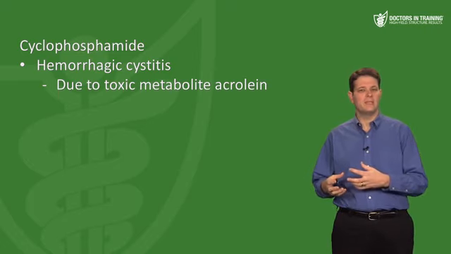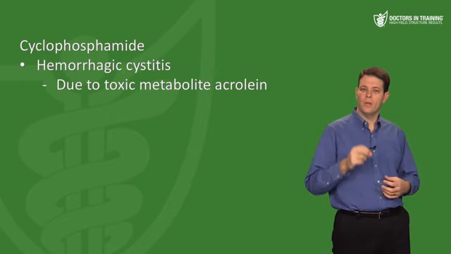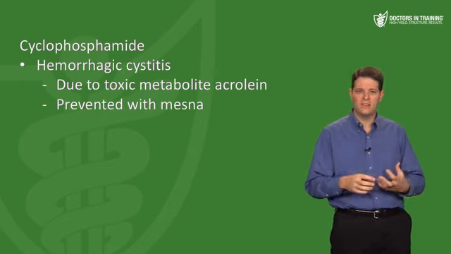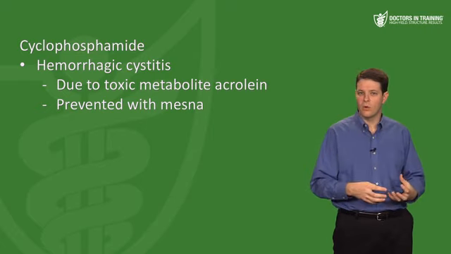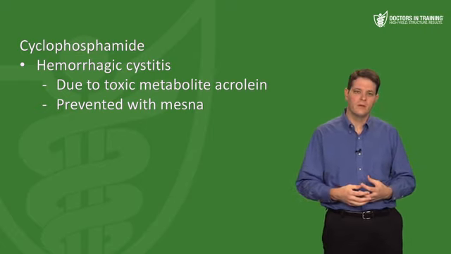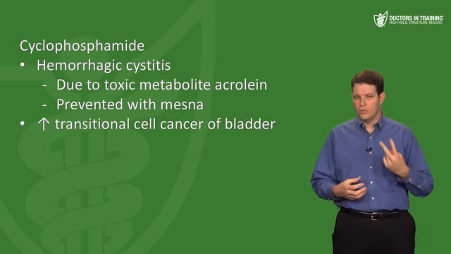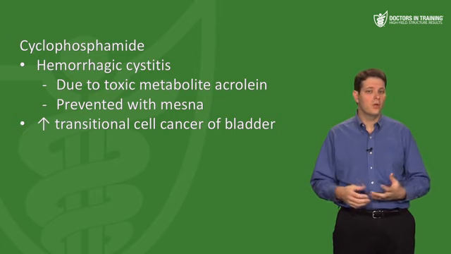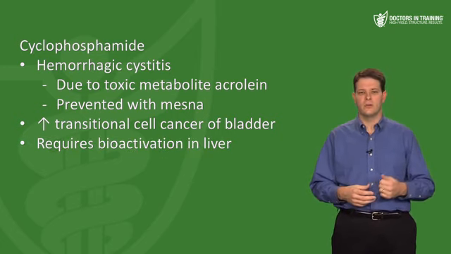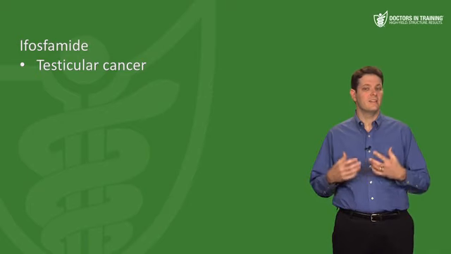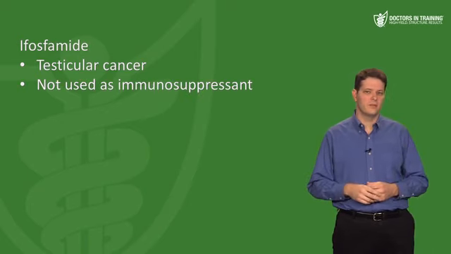So cyclophosphamide is metabolized to acrolein, but if you give a drug called Mesna with the cyclophosphamide, the Mesna is going to bind to acrolein, so it's not toxic anymore, and that's going to prevent this hemorrhagic cystitis. And the cyclophosphamide also increases the risk of transitional cell bladder cancer. So there's 2 bladder-related toxicities. Then you should also know that cyclophosphamide requires bioactivation in the liver. There's also an alkylating agent called ifosfamide, which is very similar to cyclophosphamide in terms of the mechanism and in terms of causing hemorrhagic cystitis and using mesna to prevent that hemorrhagic cystitis. Now, ifosfamide is used for testicular cancer, but it's not really used as an immunosuppressant.